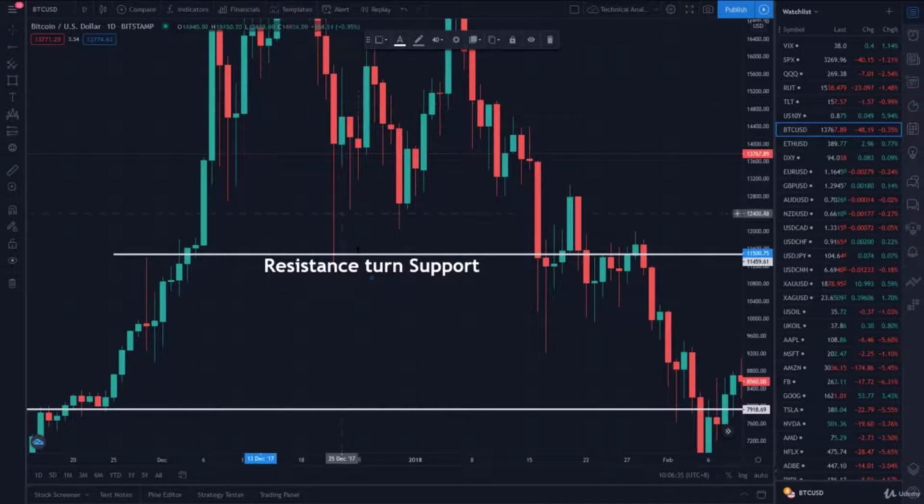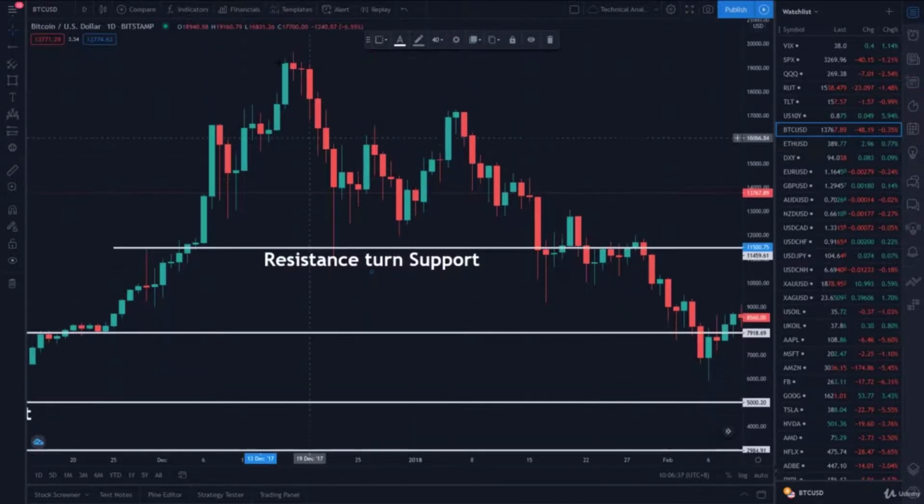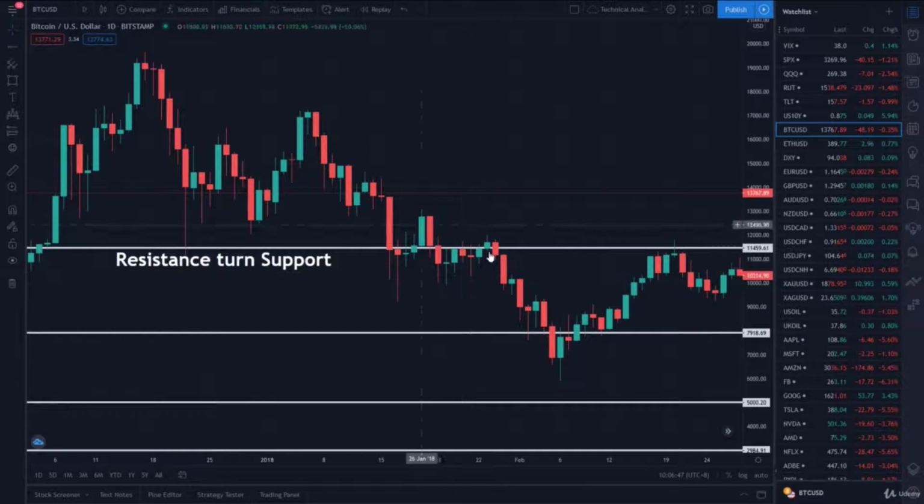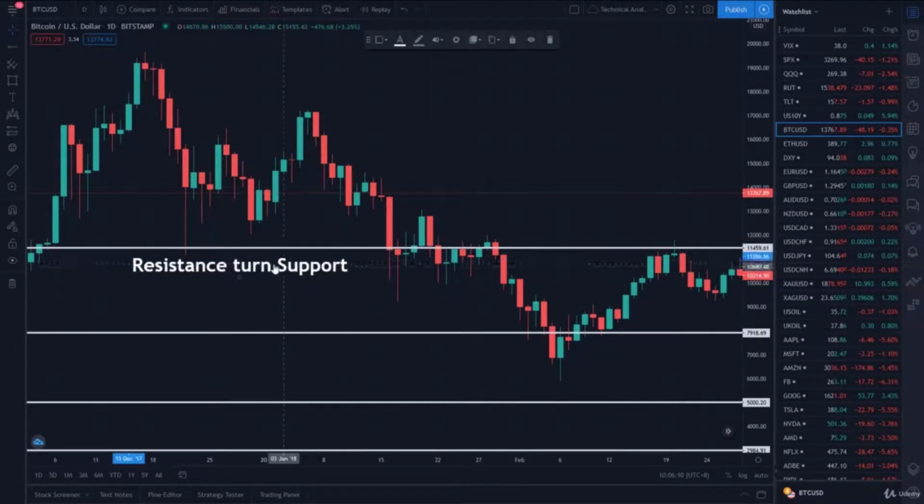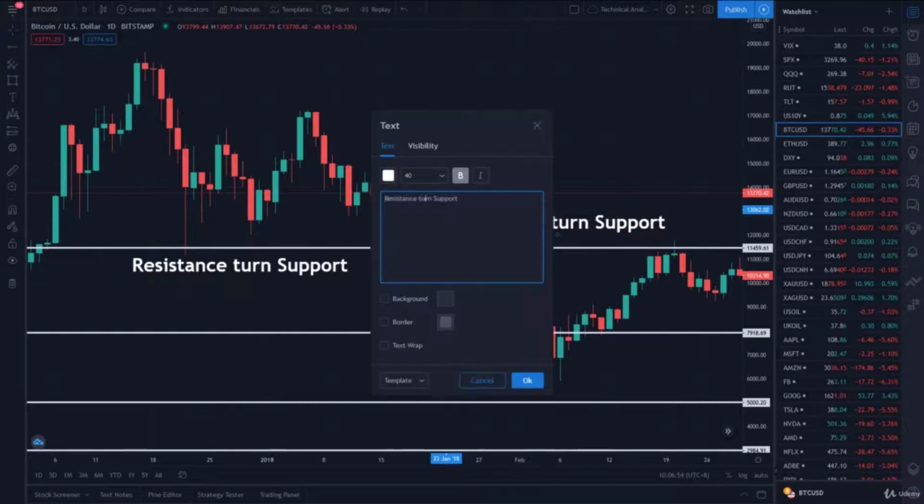And when it became a support level, notice how when Bitcoin retraced back down during this period, it proved to be a strong support and it couldn't break. Even at this level, when Bitcoin was finding new directions, it was trending at this, what we call, I would say, a support turn resistance as well.